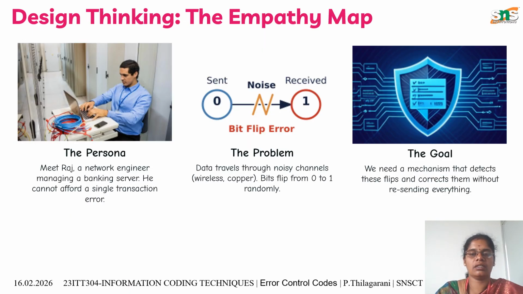In design thinking, first we discuss the empathy map. Here, one person, that person's name is Raj. He is a network engineer. He is managing a banking server. He cannot afford a single transaction error. For example, sender and receiver, two members are there. In between the two members, they are sending messages through noise pollution. A bit may flip. It can cause an error.